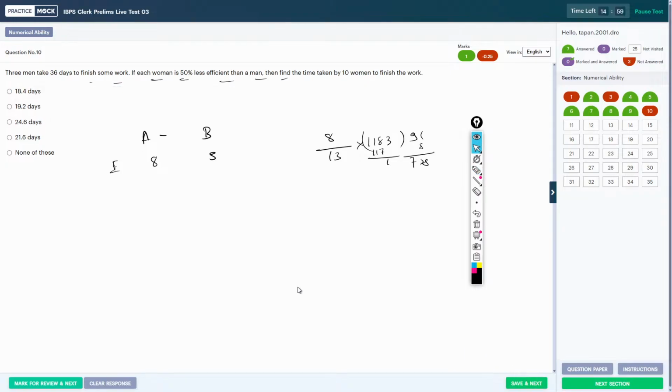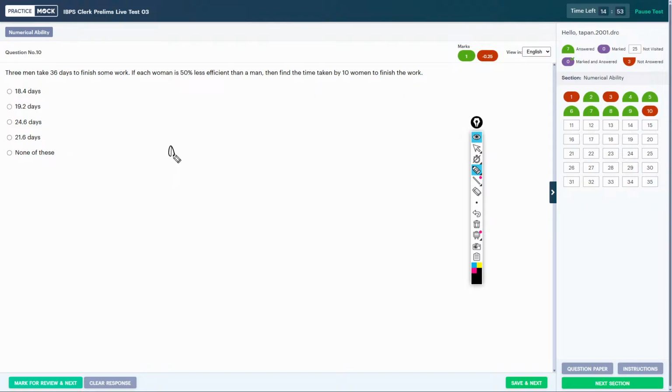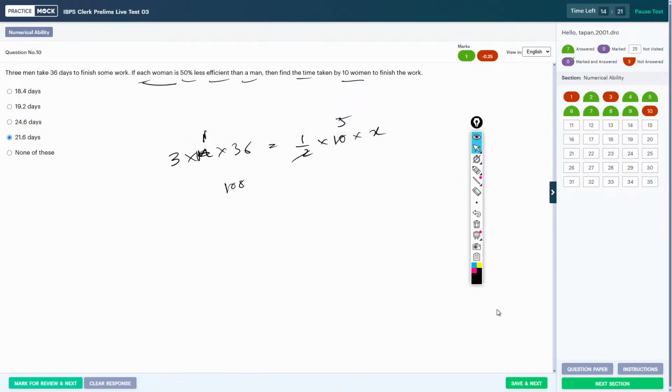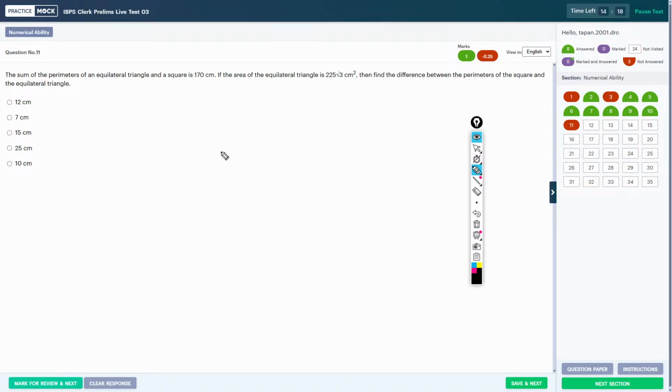3 men take 30 days to finish a job. Excellent. If each woman is 50% less efficient than a man, find the time taken by 10 women. This is half. 10 women complete, so 5 men to complete. So it will definitely be in fraction. So it's 108 into 2. So it's 216.